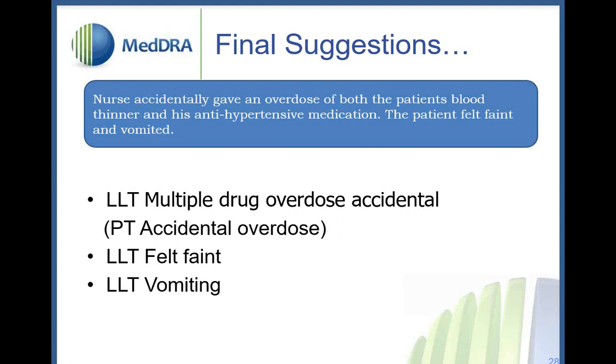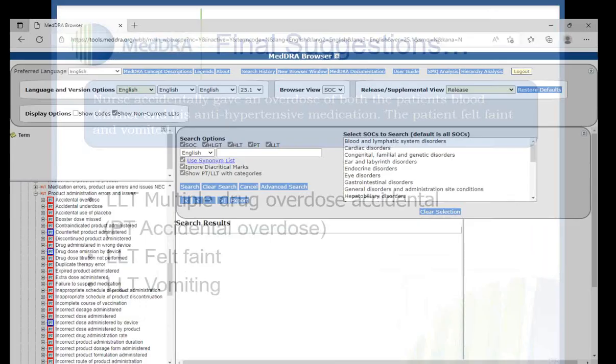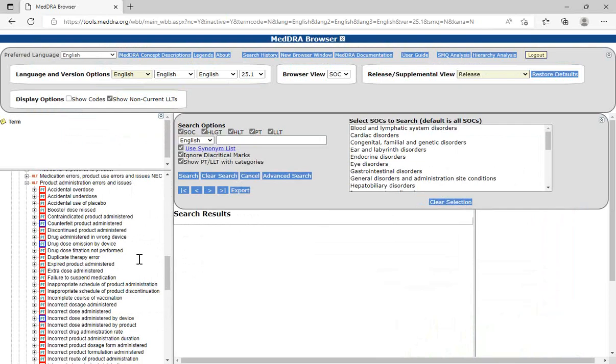Okay, do we have any questions at this point, Hannah? We have had two people submit accidental overdose therapeutic agent as their suggestion. Okay, so let's see. Let's go back to the browser. Therapeutic agent. Okay, so I'm sorry, what did they pick? They picked accidental overdose, parentheses, therapeutic agent.